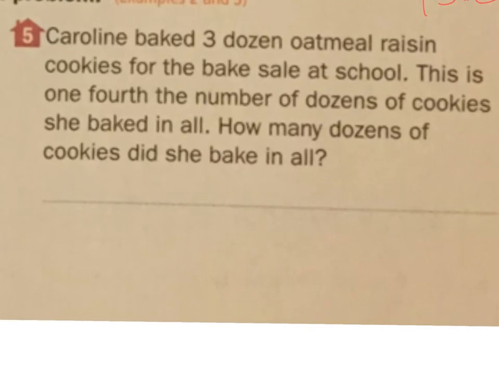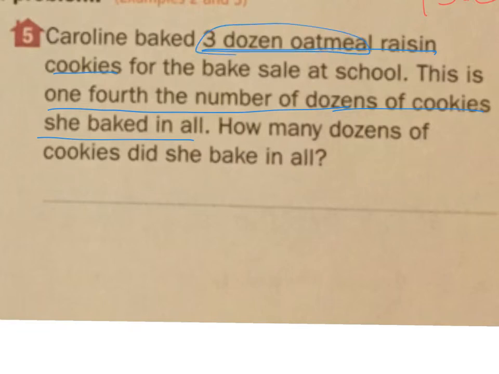Caroline baked some cookies. She baked 3 dozen oatmeal raisin cookies for the bake sale at school. This is 1/4 of the number of dozens of cookies she baked in all. How many dozen cookies did she bake in all? So she baked a lot. If this 3 dozen is just 1/4 of it, then we need to find out what the total is. So we're going to take the total amount of cookies she baked divided by 4, because that's the same as timesing it by 1/4, is going to get me these 3 dozen.